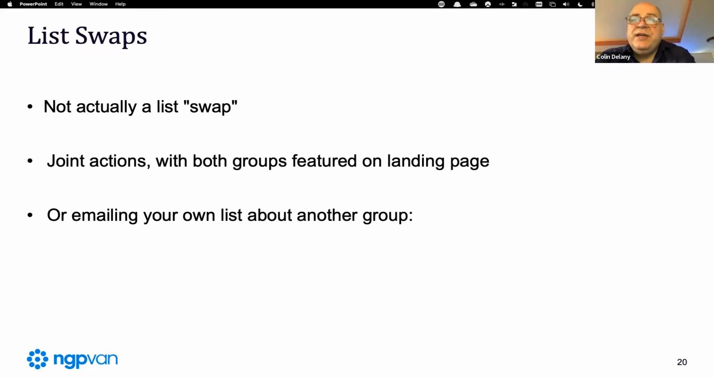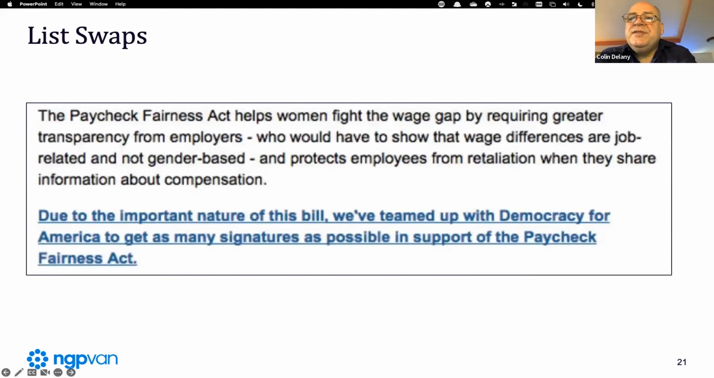If we go to the next slide, if we can show that one. So here's an example where one group sent out a message in conjunction with Democracy for America. DFA was blasting their list, and the org who sent this message was blasting its list. They're teaming up to get as many signatures as possible, and the signatures are going to both groups. So this is a screen capture from an email sent out by the group that was teamed up with DFA. If you can go to the next slide.